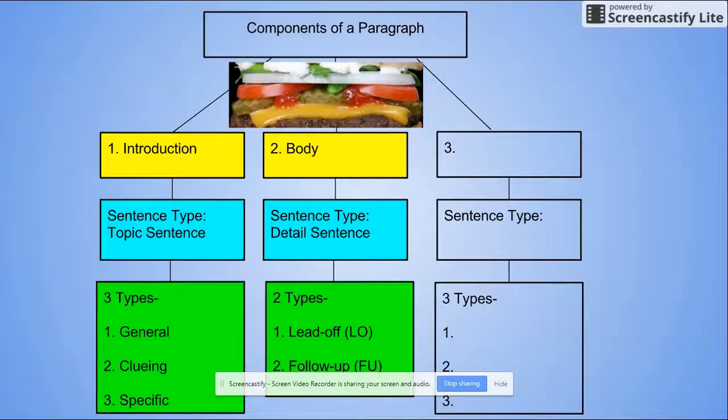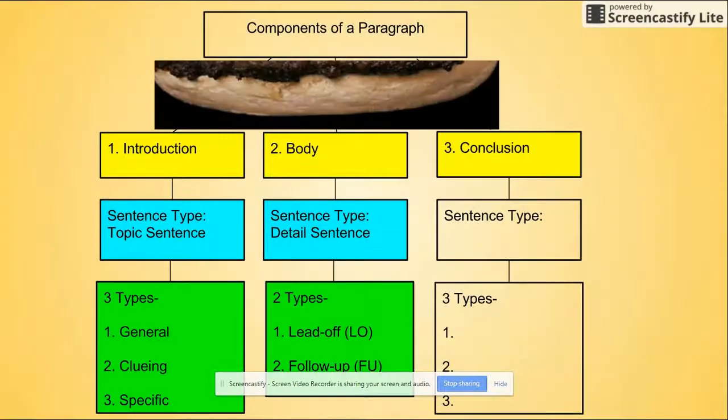There are 2 types of detail sentences. The first are the lead-off sentences. Those include a transition word and introduce the new detail that you are presenting. The follow-up, or the FU sentence, provides more information about your detail. You could either explain why your detail matters, or you could provide more examples to really explain the point you are trying to make. Lastly, you need the other part of the bun to hold the burger together.